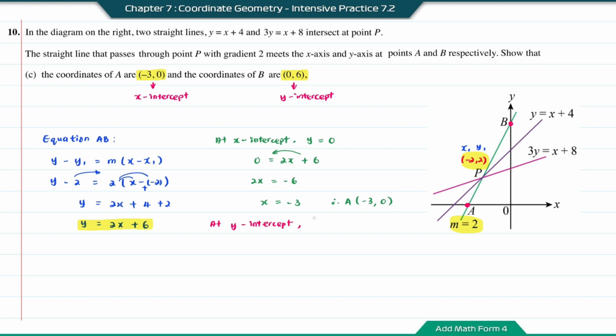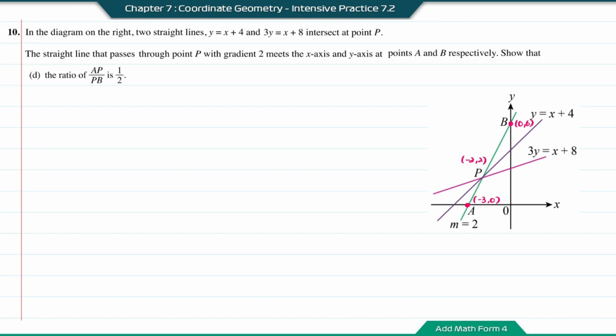At the y-intercept, we know that the coordinate x is equal to 0. So this is the one that we're going to substitute into the equation AB. So y is equal to 2 times 0 plus 6. Therefore, y is equal to 6. Then the coordinates of B will be 0, 6. By that, we have already shown that the coordinates of A and B are negative 3, 0 and 0, 6.